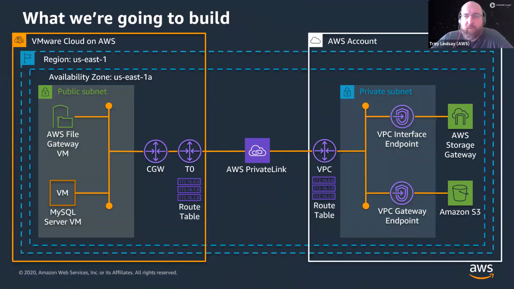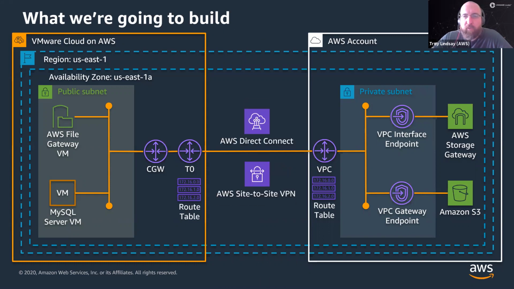Here's what our end state will look like once everything is deployed. We're going to deploy an AWS File Gateway VM and a MySQL Server VM from existing VM templates in a VMware Cloud on AWS Software Defined Data Center, or SDDC. Even though we're deploying this in an SDDC for the demo today, you should be able to use the example code in your on-premises vSphere environment with few to no changes necessary. The key difference is that you'd replace the AWS Private Link with either an AWS Direct Connect or a site-to-site VPN tunnel for providing the private network connectivity between the environments.